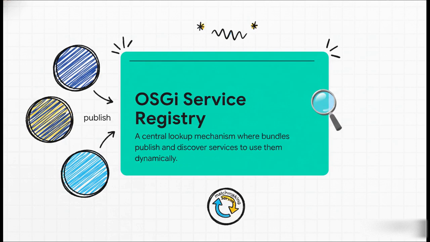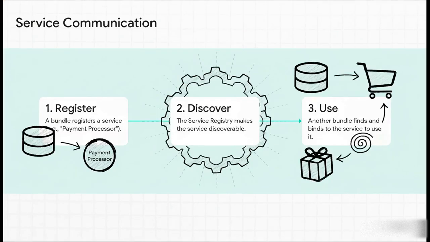It all happens dynamically. Let me walk you through it. So first, a bundle registers a service. Let's say it's a payment processor. Second, the service registry makes that service discoverable. And finally, another bundle, maybe your shopping cart, finds that service and binds to it to process a payment.